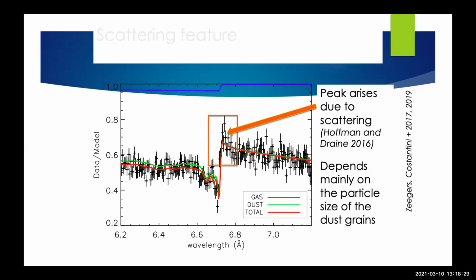The pre-edge is actually a scattering peak, because of course we don't have only absorption along the line of sight, but we have also scattering. Together they make the total extinction along the line of sight. So this peak arises due to scattering and depends mainly on the particle size of the dust grain. So again, we have a new diagnostic about the size of the dust grains.